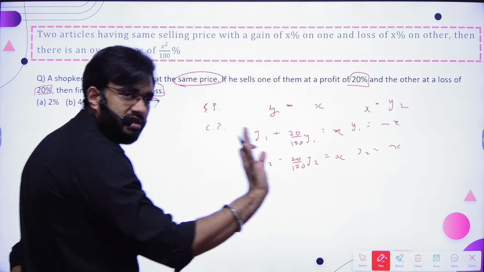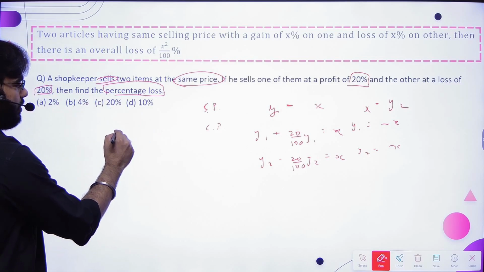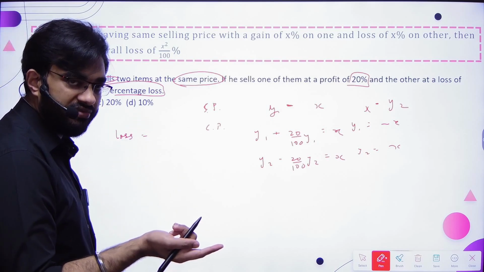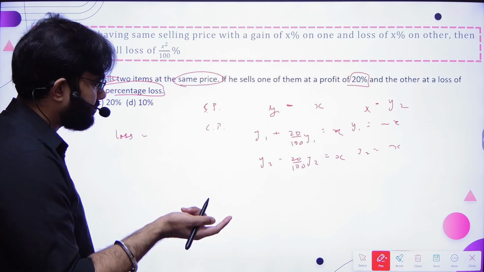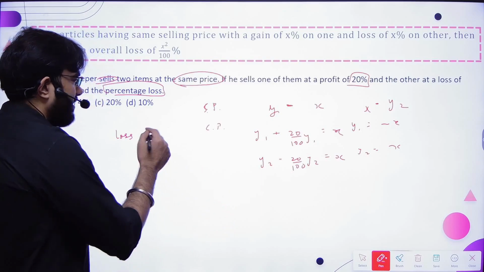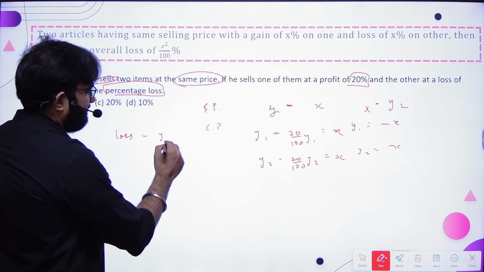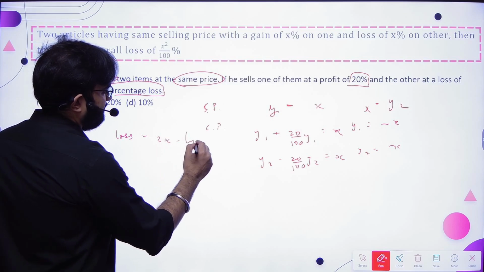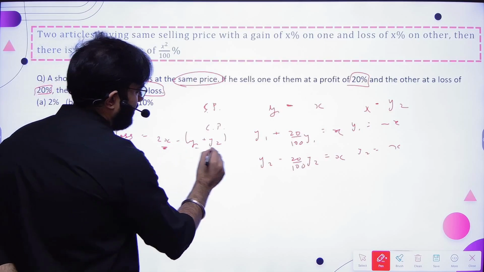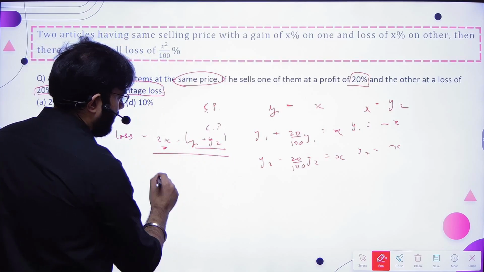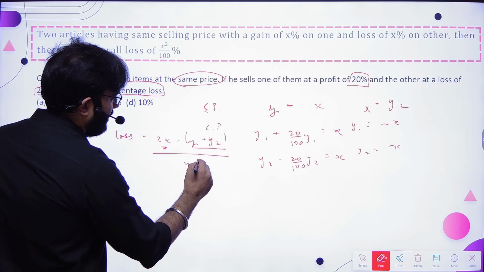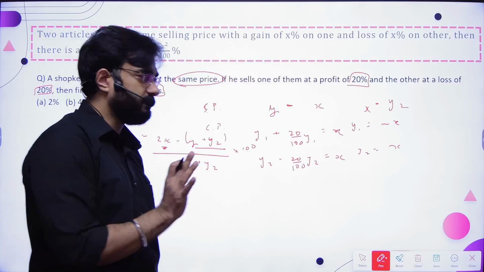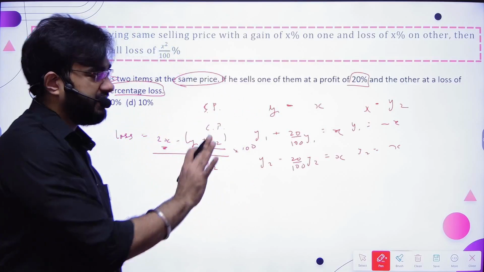And then you have to remember the formula for profit and loss percentage. When you have to calculate loss, you have to take both the cost price of both items and both the selling prices into consideration. So here we will have y1, 2x minus y1 plus y2: the total selling price minus the total cost price, upon the total cost price, into 100. So profit percent or loss percent is always profit on cost price into 100.